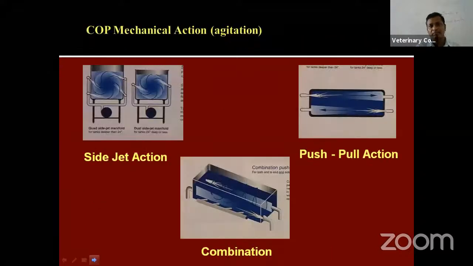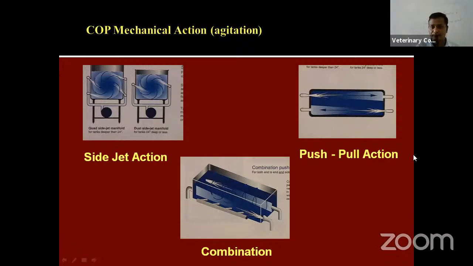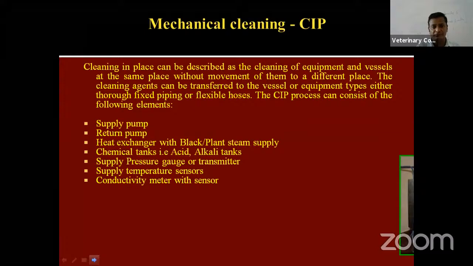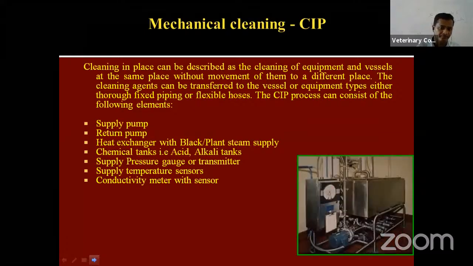The cleaning out of place can also be hastened using jet action. You can see here the jet action with a lot of pressure. A swirl or whirlpool is created wherein the cleaning process occurs. Push-pull type devices, wherein mechanical scrubbing occurs, or a combination of the two, jet action along with push-pull type systems, can be applied.